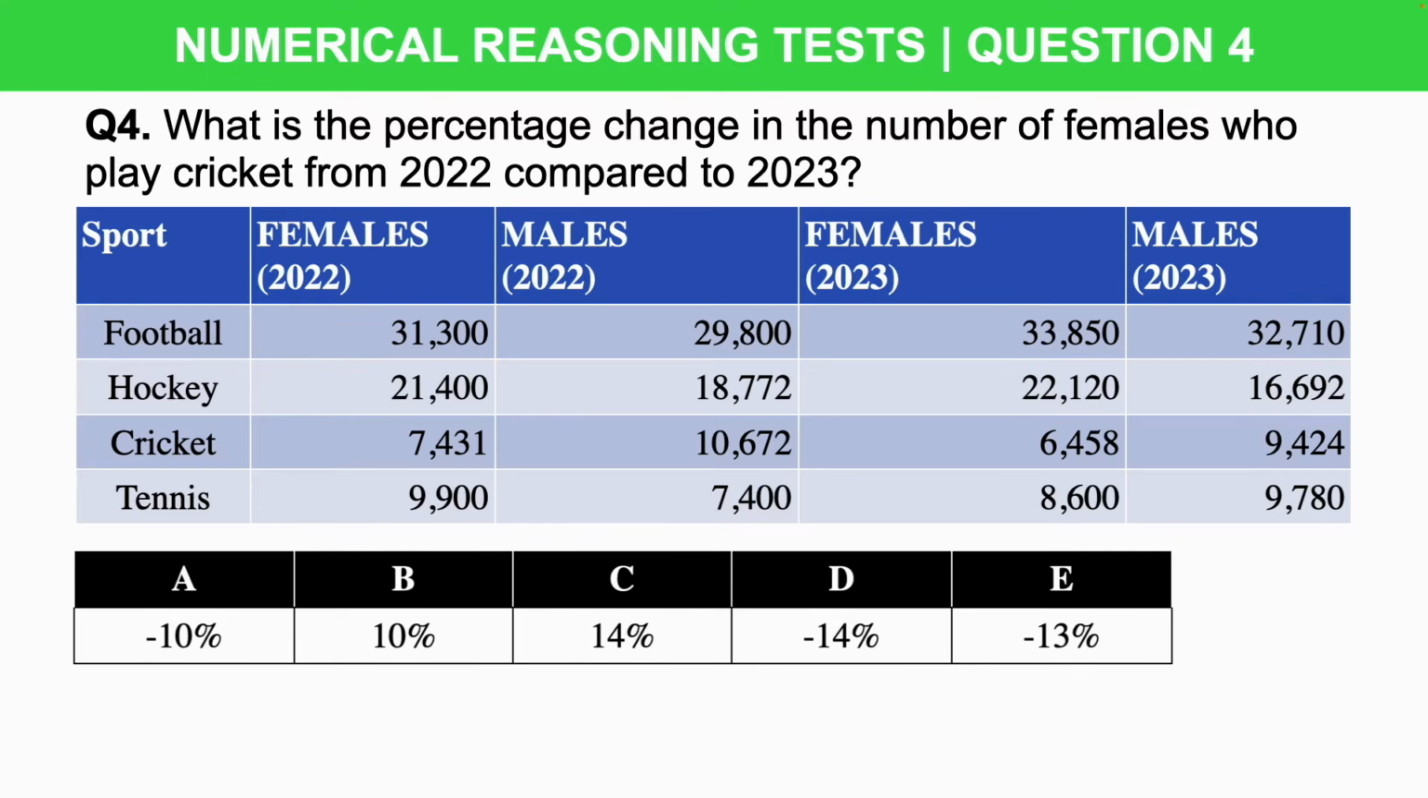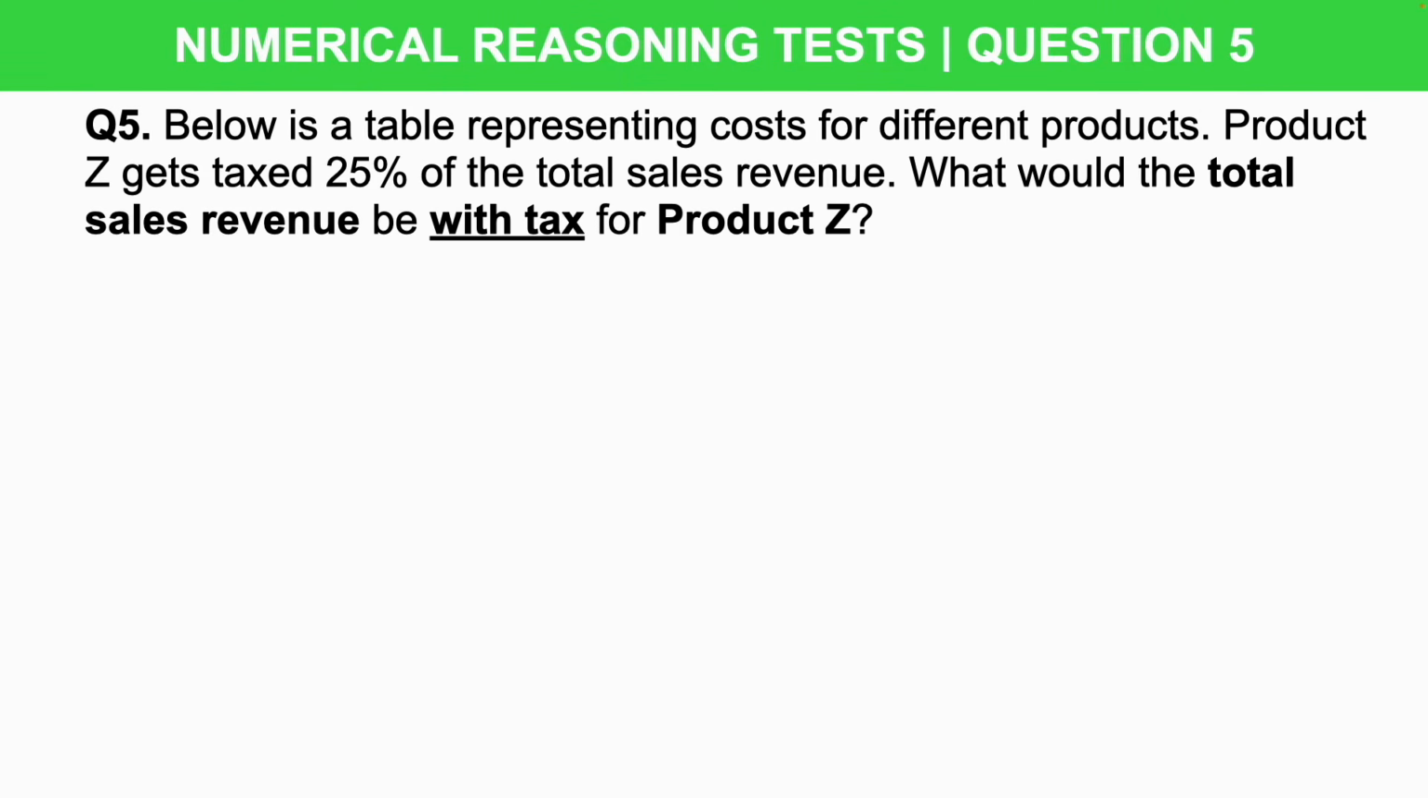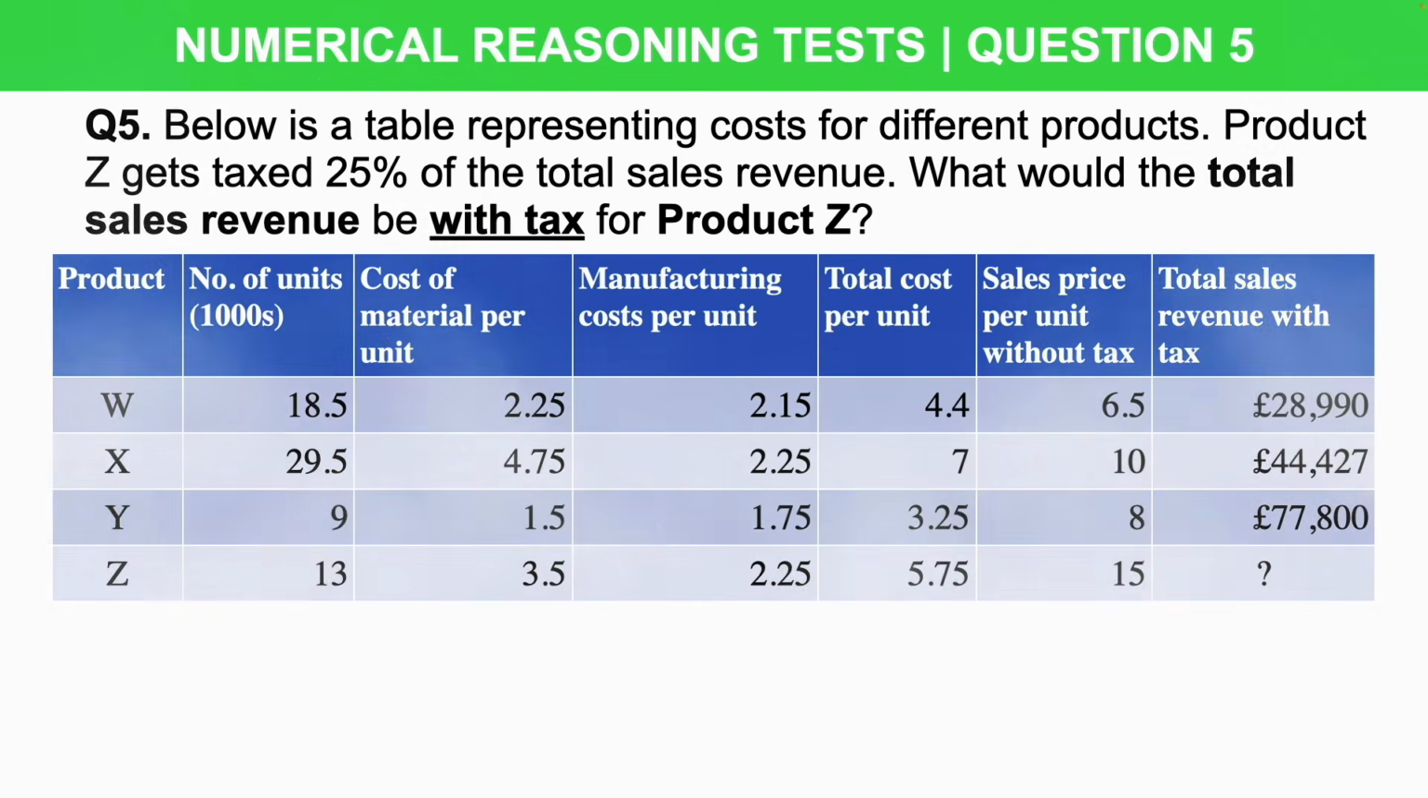Let's take a look at another numerical reasoning test question. Question 5 is, below is the table representing costs for different products. Product Z gets taxed 25% of the total sales revenue. What would the total sales revenue be with tax for product Z? Here's the table of information.